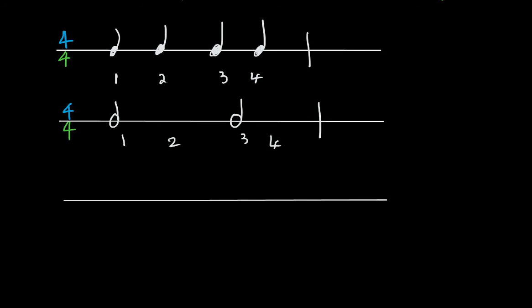And finally, if we take a look at whole notes, if in a measure we have 4 beats in a measure, there will only be one whole note because it has 4 beats. 1, 2, 3, 4. So that's how we count simply for 4/4 time signatures.